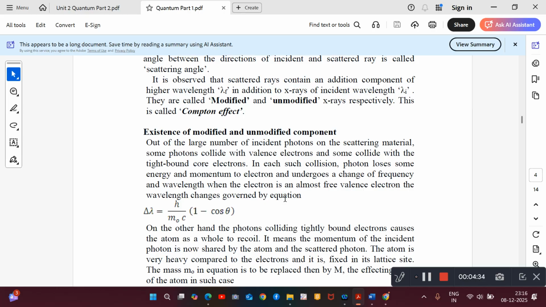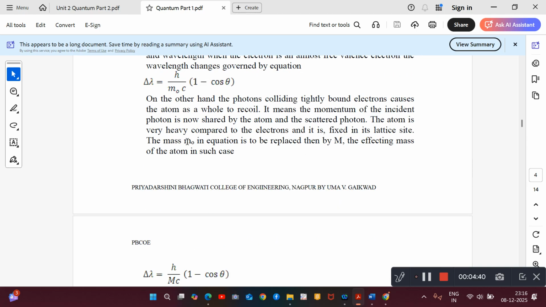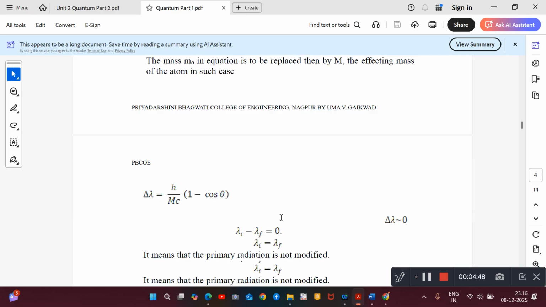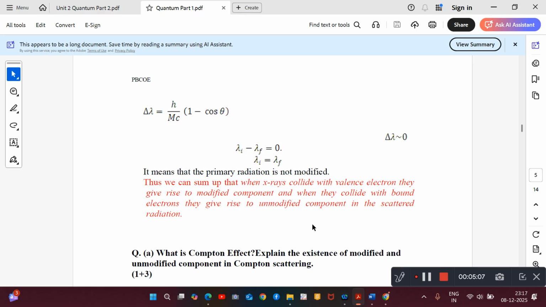Whenever there is a tightly bound electron, we have to consider the mass of the whole atom. Therefore in the Compton shift equation, m naught is replaced by m, and the equation is expressed as delta lambda equal to h upon m c into 1 minus cos theta. Here m is very large in comparison to the rest mass of the electron, and ultimately delta lambda becomes 0, which shows that lambda i is equal to lambda f. It means that the primary radiation is not modified.